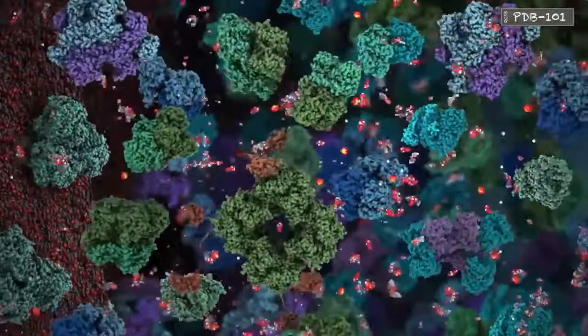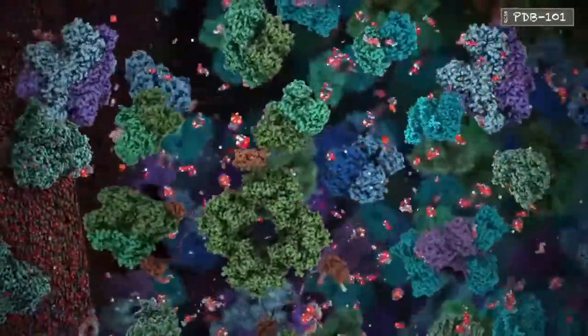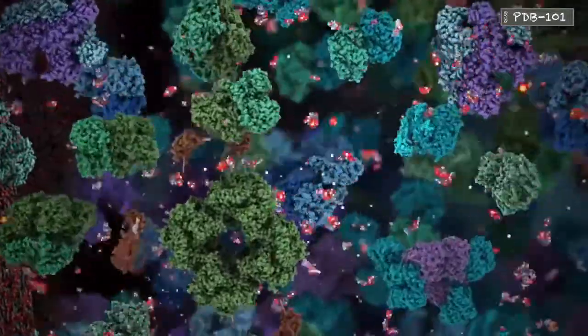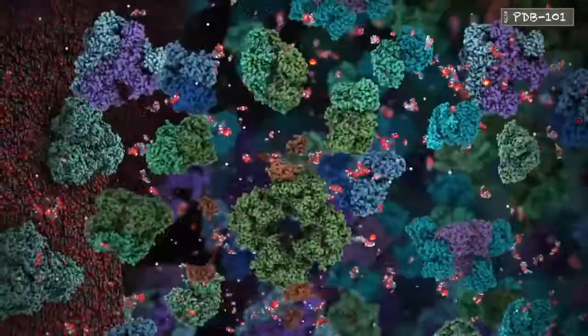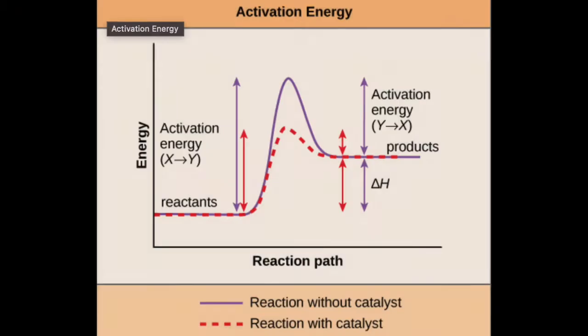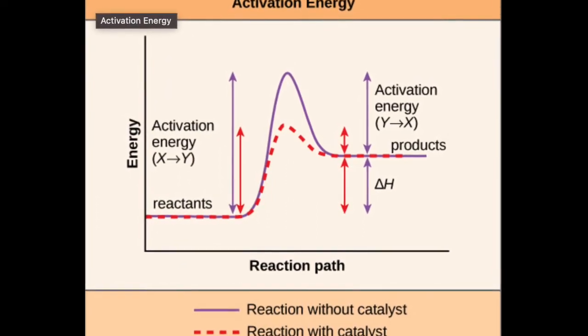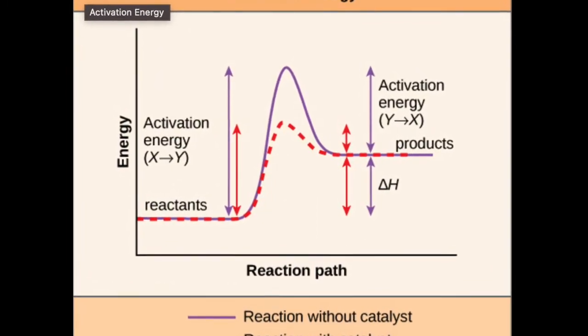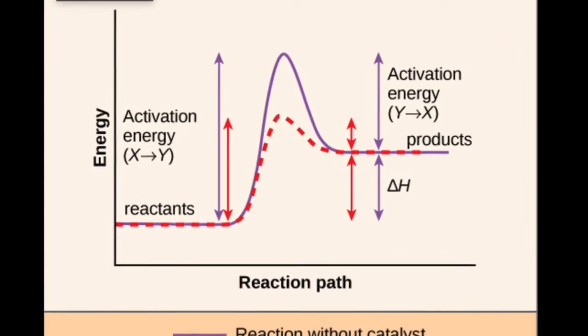Instead, enzymes lower the energy of the transition state, an unstable state that reactants must pass through in order to become products. The transition state is at the top of the energy hill in the diagram above. In other words, enzymes make it easier for the production of energy within the cell. It's easier for them to climb the hill.